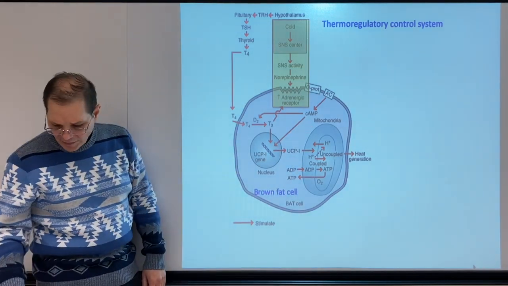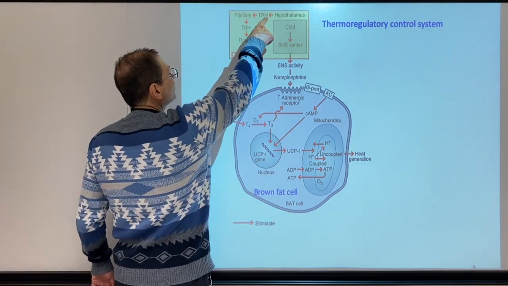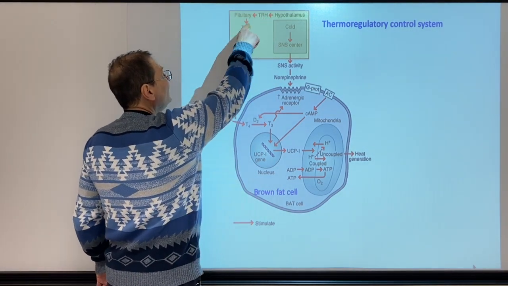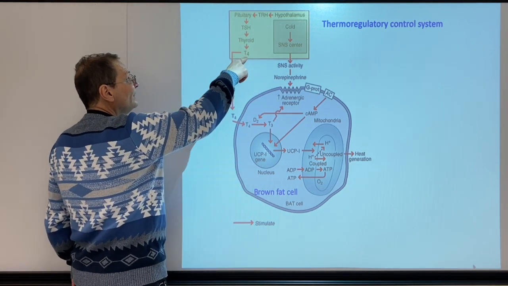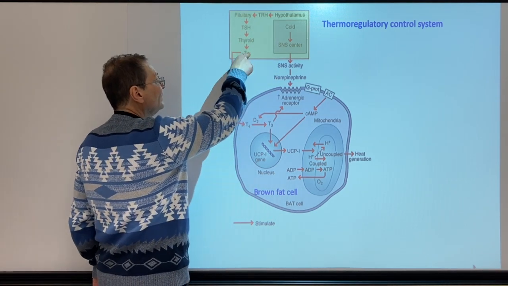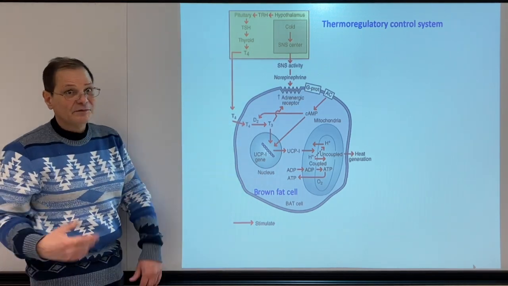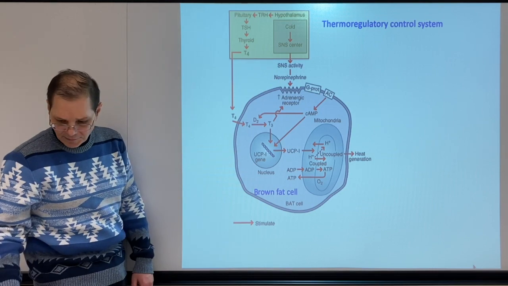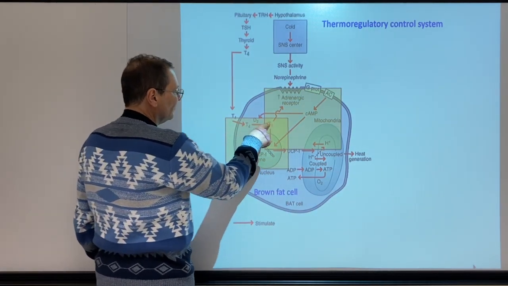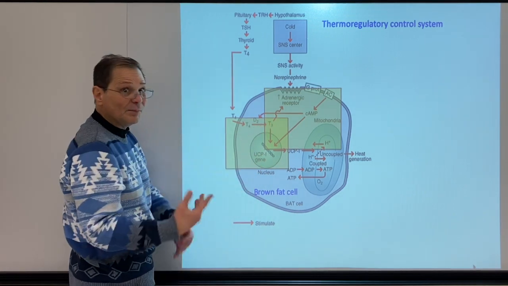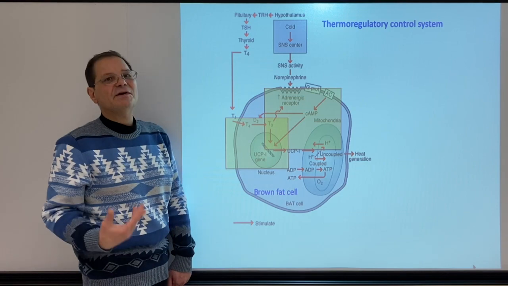At the same time, in response to cold, your hypothalamus will release TRH. TRH will lead to the release of TSH from the pituitary, and this will lead to the release of primarily T4 from the thyroid. And that enters the circulation in response to cold, okay? The thyroid hormone makes its way into the cell, is converted to T3, and it does a couple of different things. First, it increases expression of the adrenergic receptor.